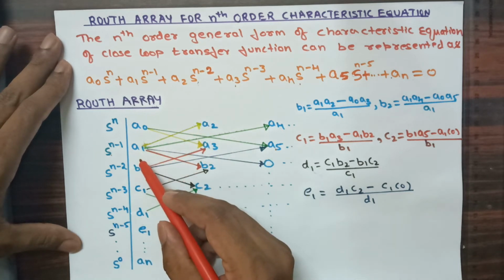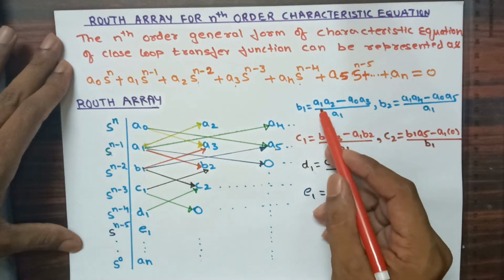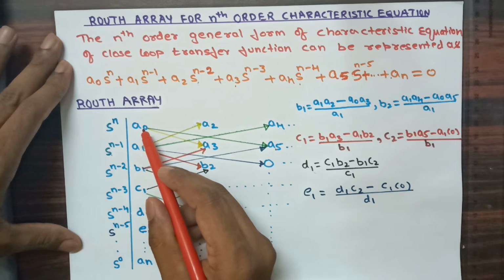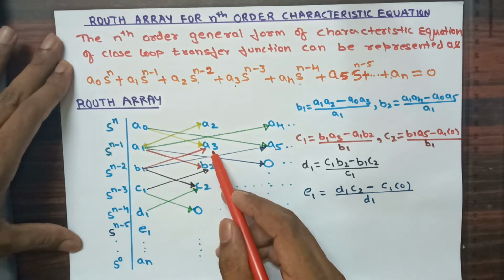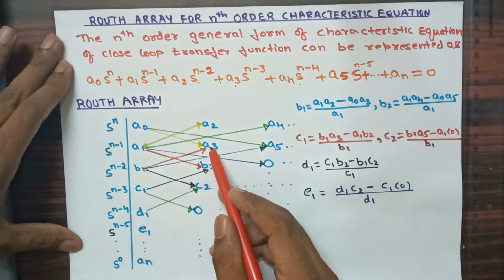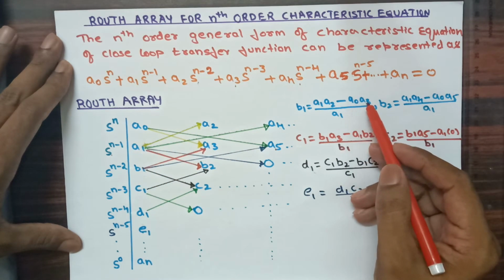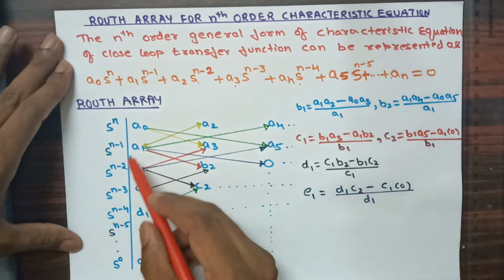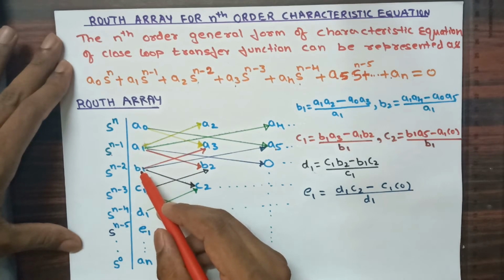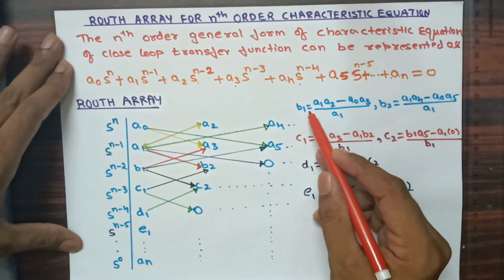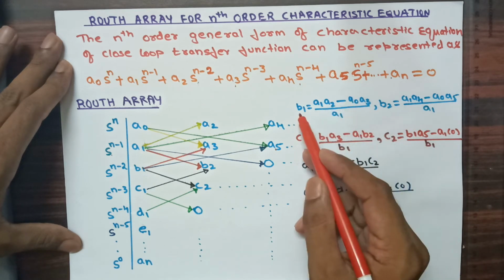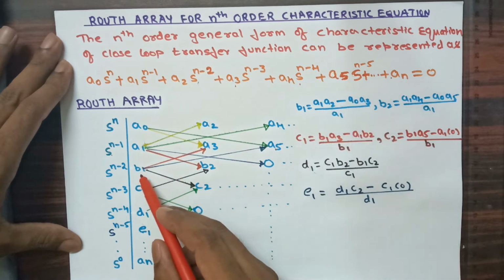You can see a1 into a2, minus the first element of the first row multiplied with the second row second element, that is a0 into a3, whole divided by a1. So in this way we are going to get the third row first value, which is equated to b1. Instead of writing this full value, I have equated this whole value with b1, which I have considered here.